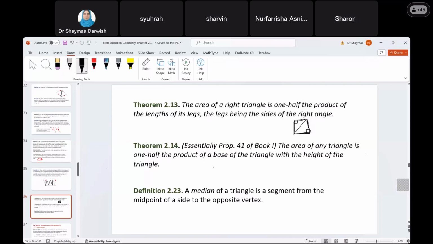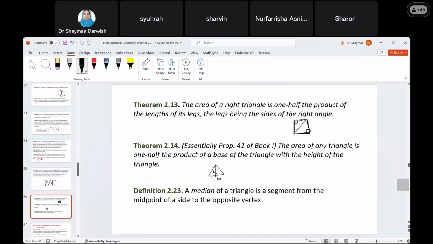This one concludes that if you have any triangle, not necessarily a right triangle, then just draw a height. So we call this one the base. So the area is half of the product of base and height. Because actually you have two right triangles now. So you can use this one.